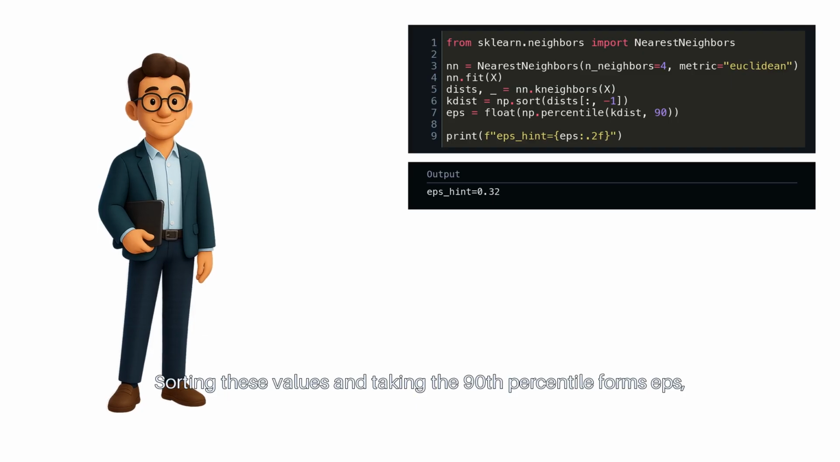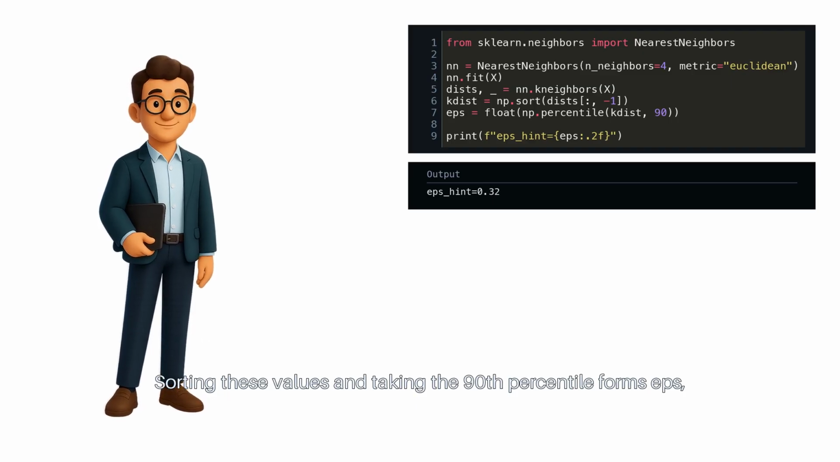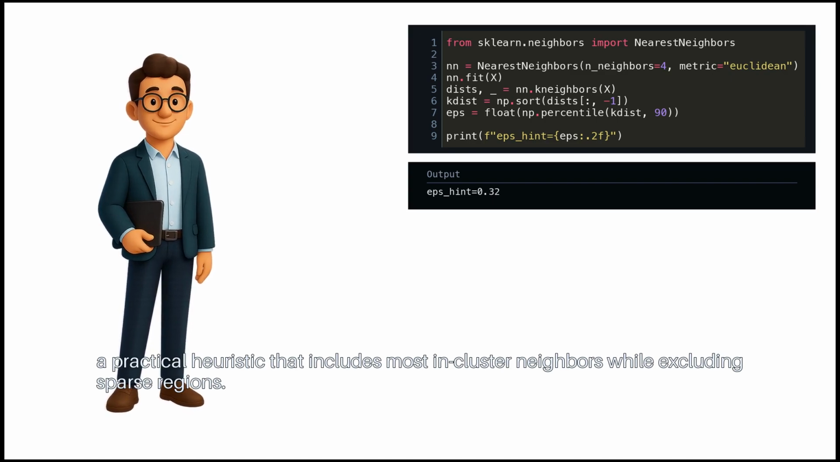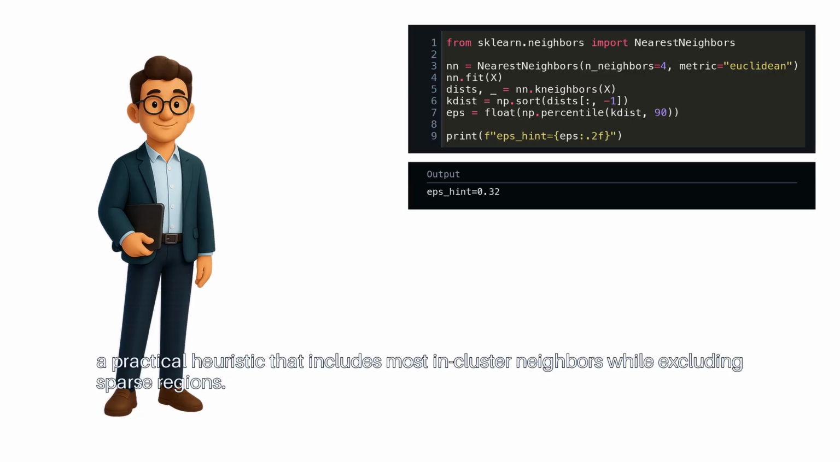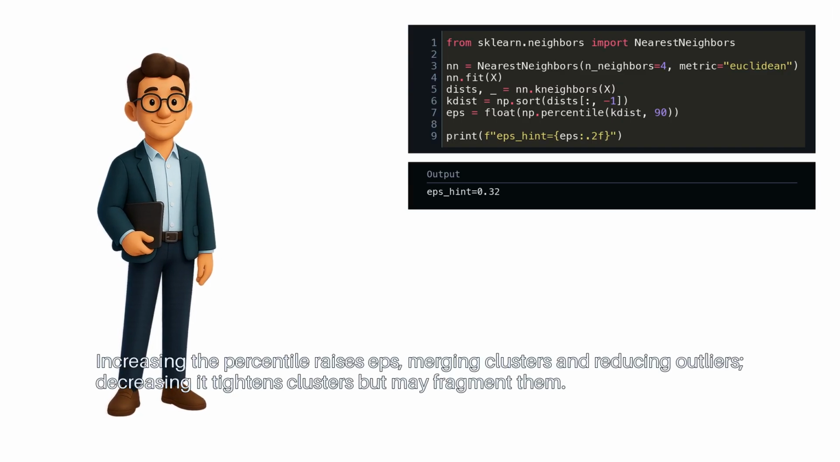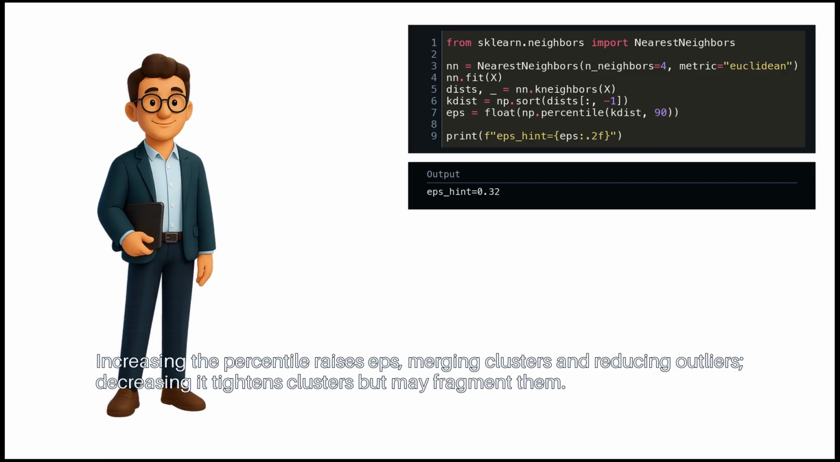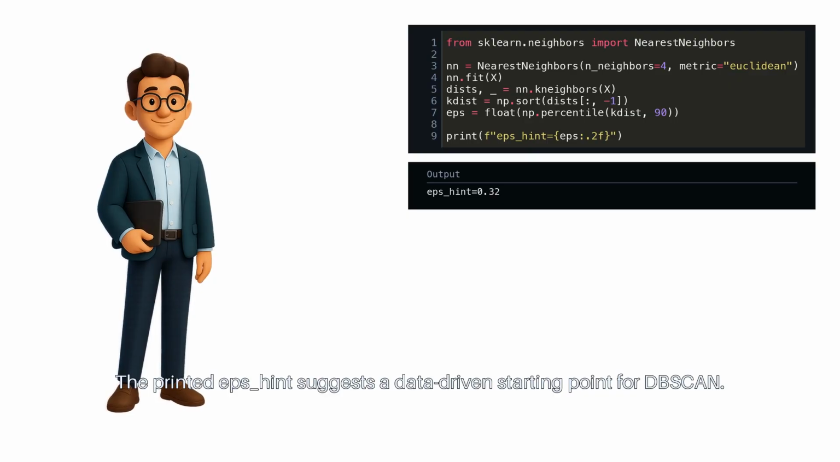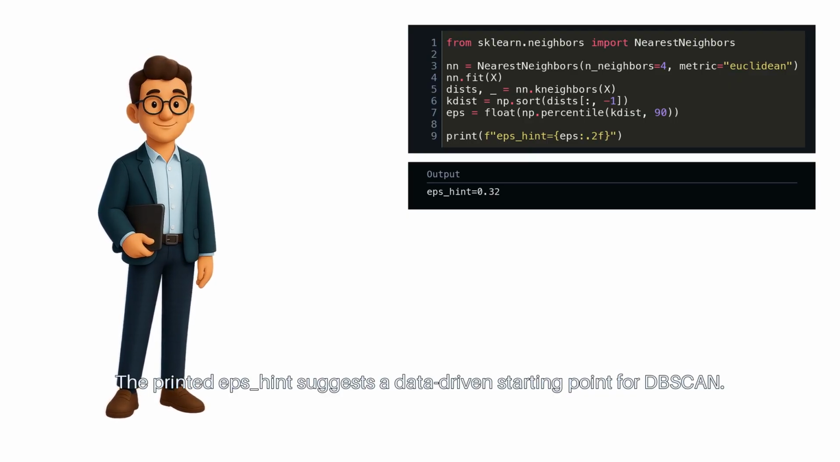Sorting these values and taking the 90th percentile forms eps, a practical heuristic that includes most in-cluster neighbors while excluding sparse regions. Increasing the percentile raises eps, merging clusters and reducing outliers. Decreasing it tightens clusters, but may fragment them. The printed eps hint suggests a data-driven starting point for DBSCAN.